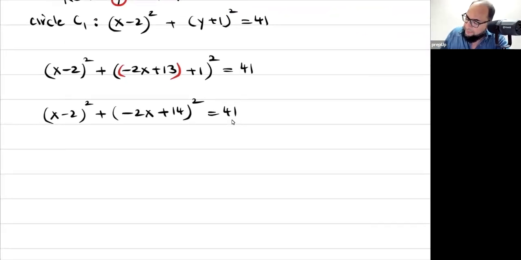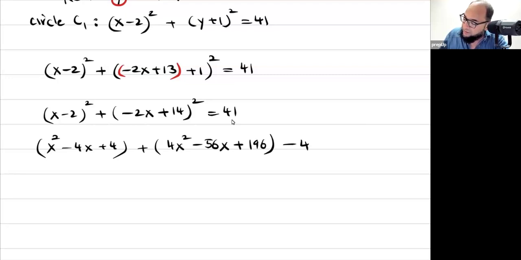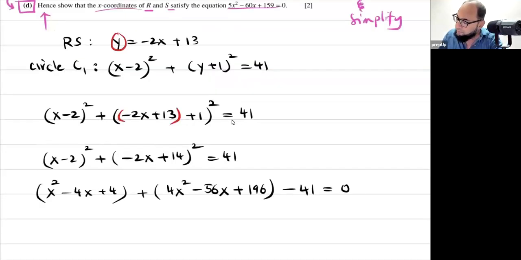And then let's expand. x² − 4x + 4, that's the first bracket. And then (−2x)² is 4x². And 2 into 14 is 28, and that is 56. So this is −56x, and this is 196 − 41 = 0.